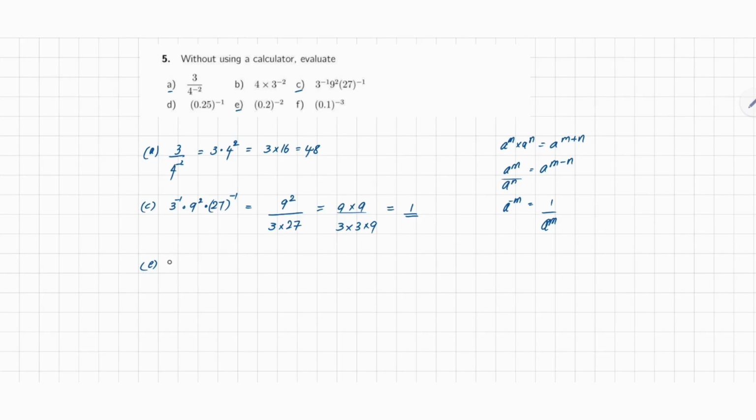In question E, we have 0.2 raised to minus 2, which is equal to 1 over 0.2 squared, which is equal to 1 over 0.04. We can also write it as 100 over 4, and that gives us 25. You can solve the rest of the questions, and the solutions will be provided at the end of the video.